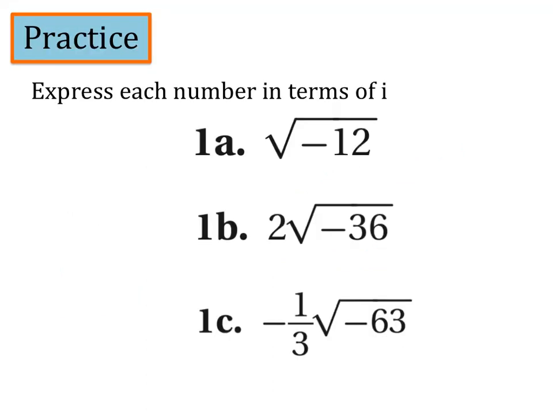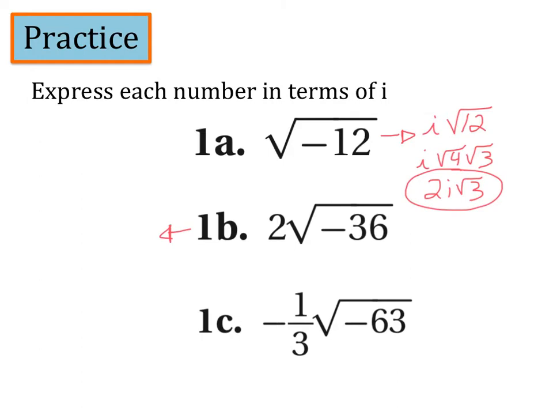Alright, now let's work on a few more practice problems. So for this first example here, we would take the i out first and then have the square root of 12. So we can break down the square root of 12 to be the square root of 4 times the square root of 3, and that can become 2i square root of 3. Let's work on example B.